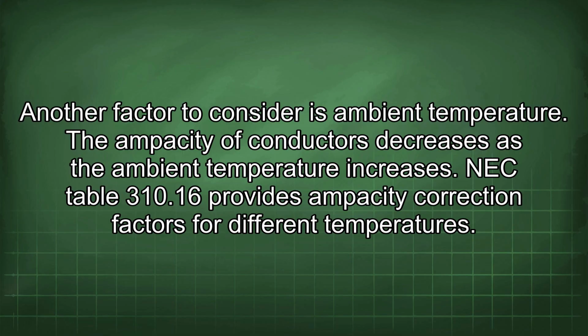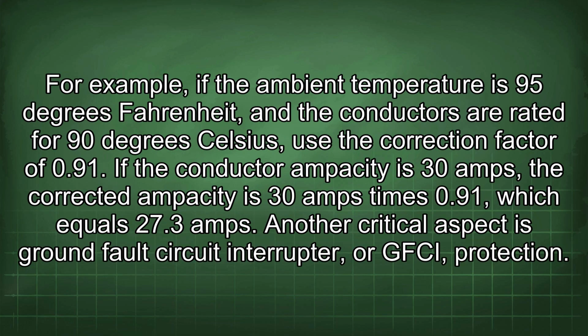Another factor to consider is ambient temperature. The ampacity of conductors decreases as the ambient temperature increases. NEC Table 310.16 provides ampacity correction factors for different temperatures. For example, if the ambient temperature is 95 degrees Fahrenheit and the conductors are rated for 90 degrees Celsius, use the correction factor of 0.91. If the conductor ampacity is 30 amps, the corrected ampacity is 30 amps times 0.91, which equals 27.3 amps.